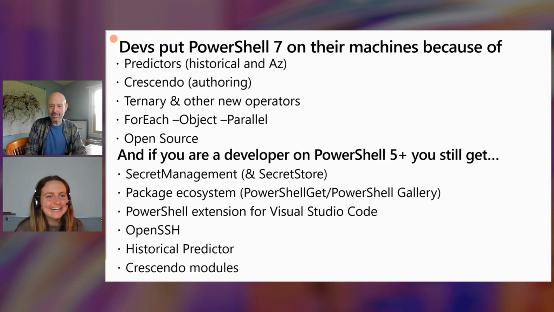We also talked about some of our new features that are backwards compatible to 5.1 that still get developers really excited. We talked about SecretManagement and SecretStore, the package ecosystem, especially PowerShellGet and the PowerShell Gallery, the PowerShell extension for Visual Studio Code, OpenSSH, and then I really wanted to mention too that the historical predictor that we talked about, as well as Crescendo modules. Whereas authoring is only available on PowerShell 7, actually using the modules is compatible back to PowerShell 5.1.